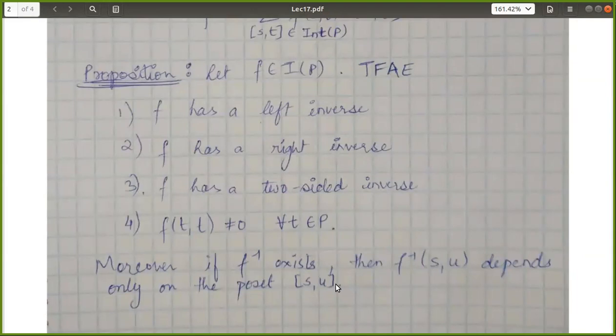Okay. Yes, ma'am. Ma'am, can you show the multiplication once more? Yeah.